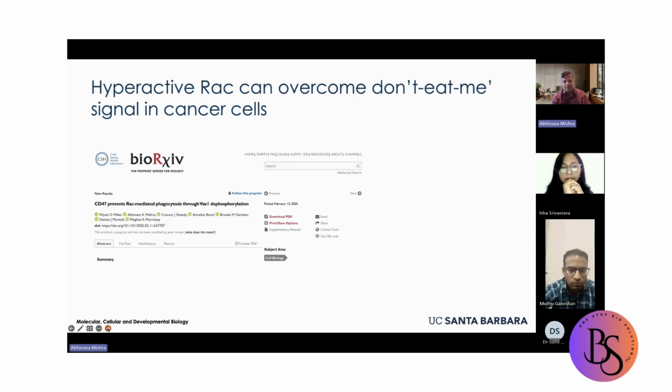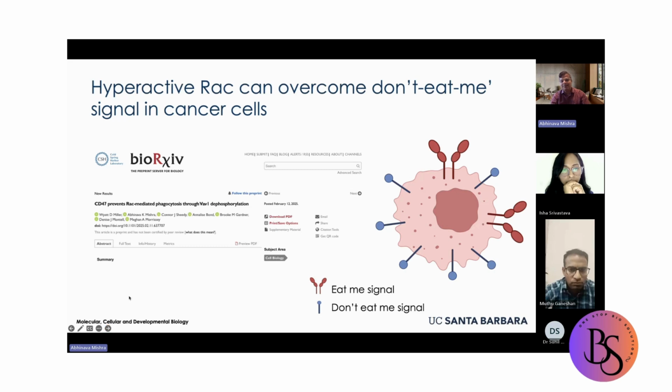More recently, we published that not only can they engulf cancer cells, but remember the eat me, don't eat me signals that the cancer cells have. They have many don't eat me signals, and fewer eat me signals. One of the don't eat me signals is CD47. We have just recently published that the hyperactive RAC can overcome this problem. So they can overcome this don't eat me signal on the cancer cells, and that is why they can engulf many more cancer cells as opposed to regular macrophages that are not able to overcome or bypass this signal.